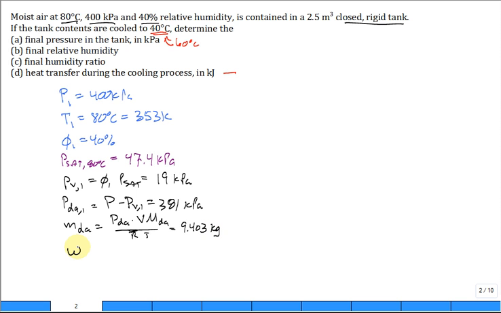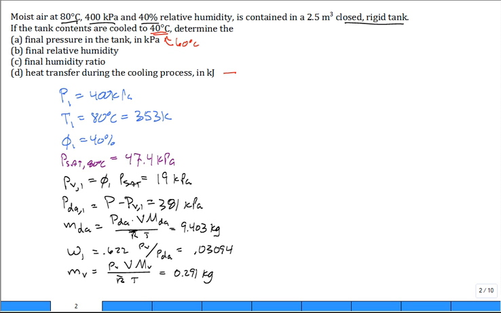We calculate the humidity ratio initially in the tank, 0.622 times the vapor pressure over the dry air pressure, state 1, and that comes in at 0.03094. And then the vapor that's in the tank, using the ideal gas equation, partial pressure of the vapor, the total volume, molar mass of the vapor, 18.02, over R bar T, all at state 1, and you get 0.291 kilograms.